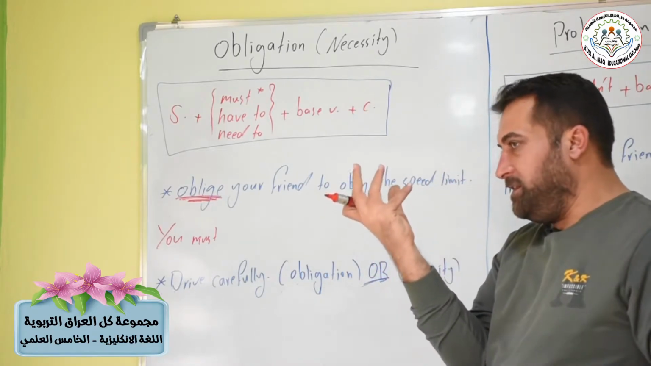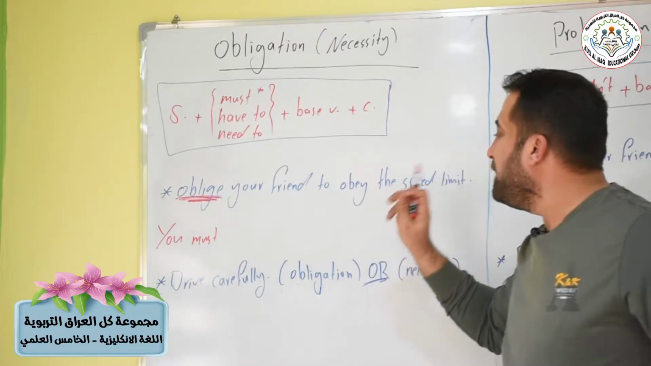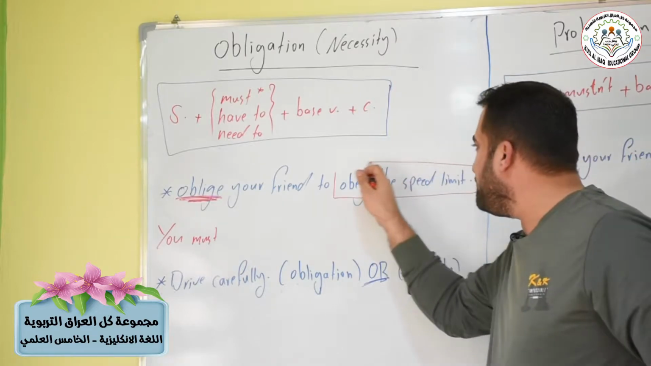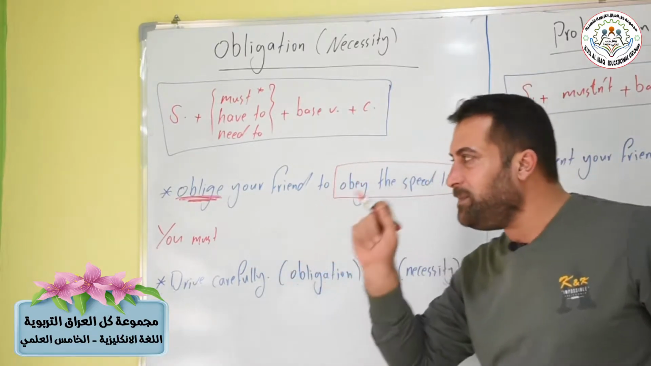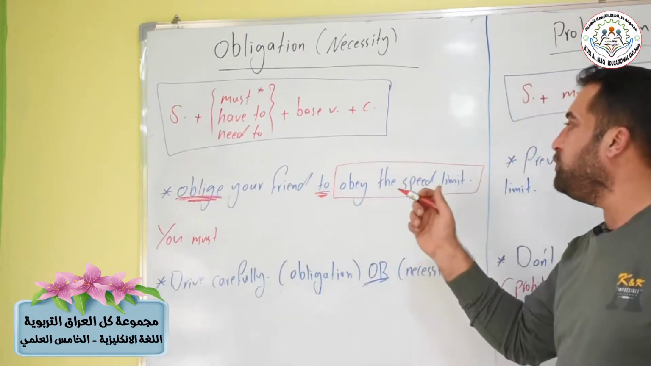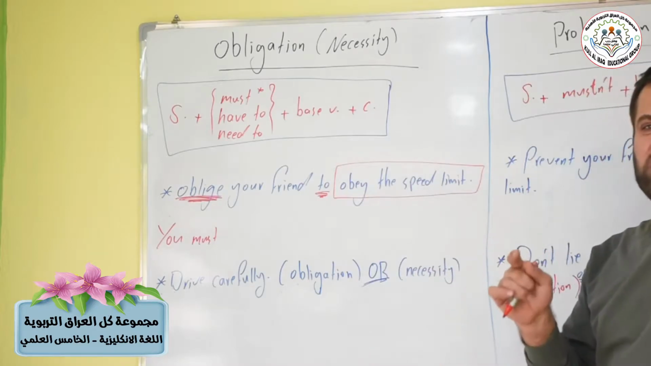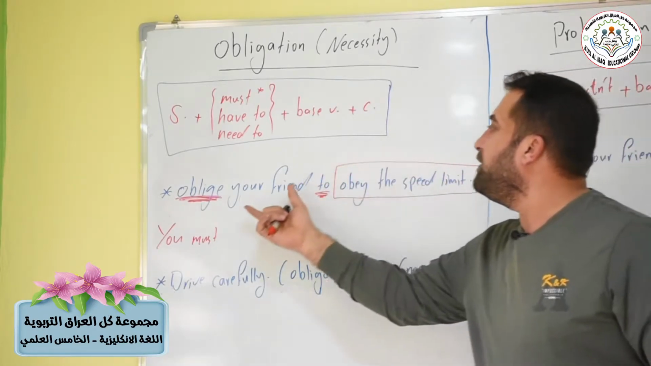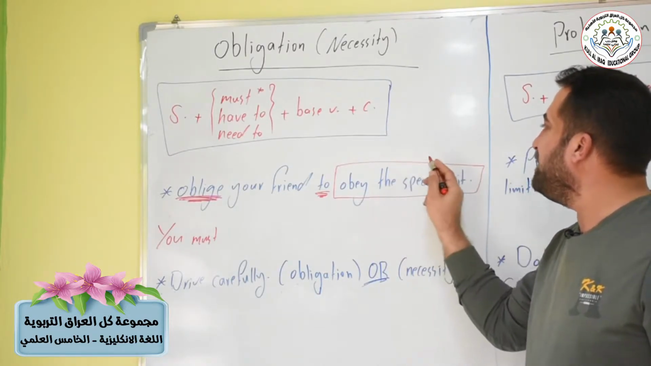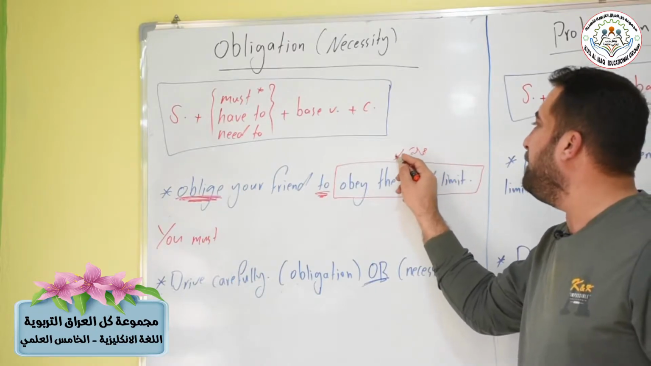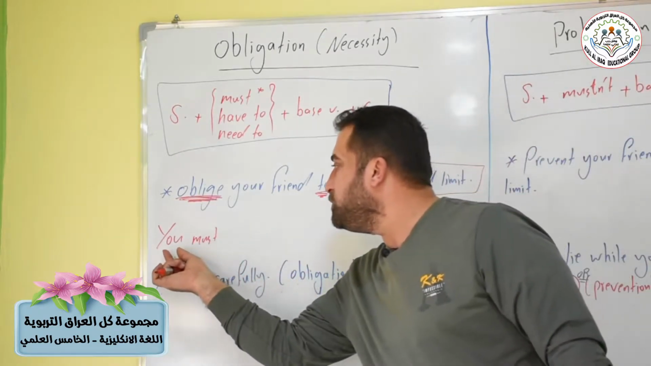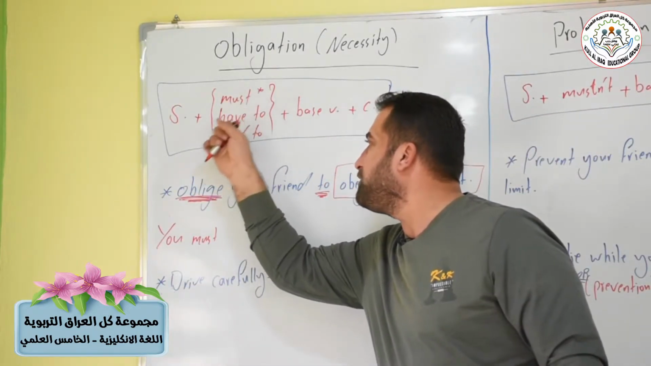And where is the sentence of obligation? The sentence of obligation is after the first two in the original sentence. جملة الإلزام هي بعد أول two في الجملة الأصلية، أو في جملة السؤال. This is the obligation sentence, هذه جملة الإلزام.